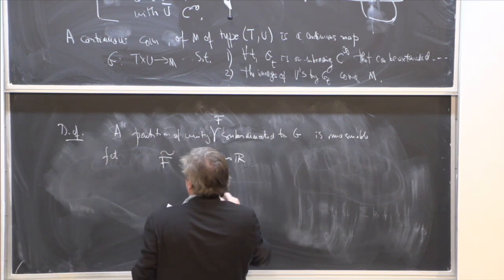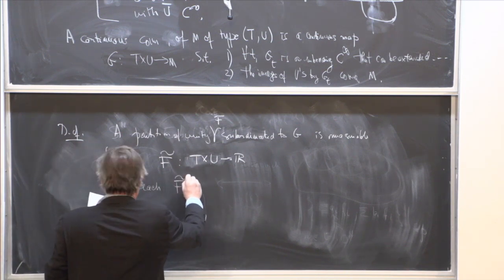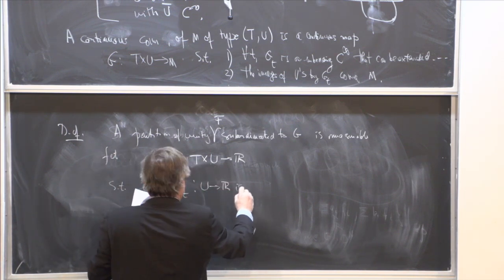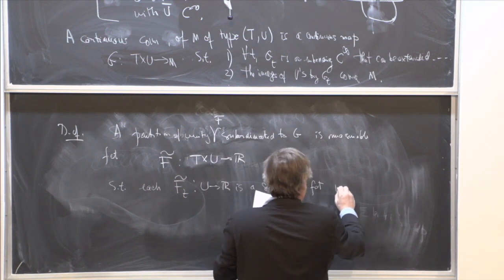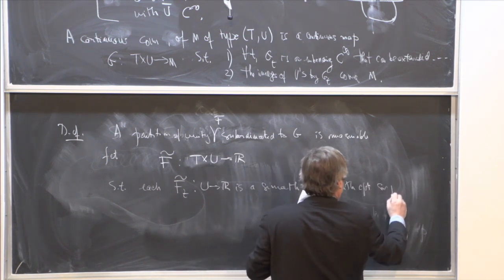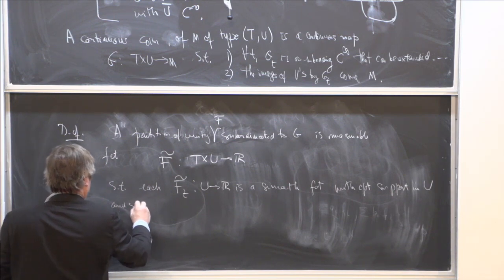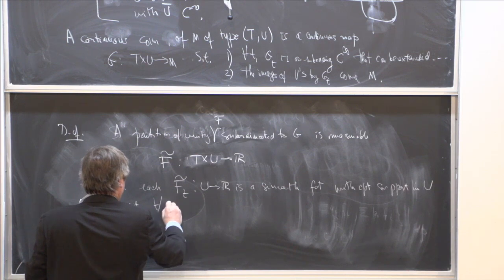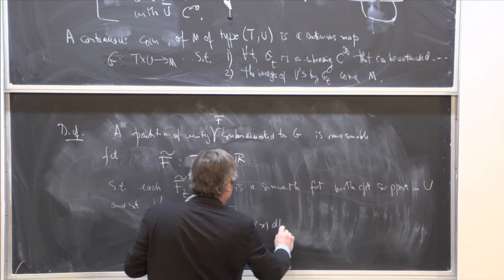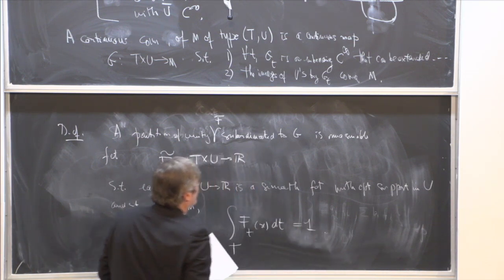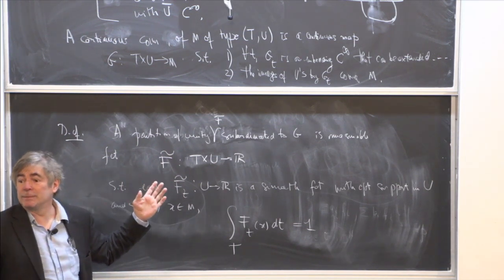So such that each F_T tilde from U to R is a smooth function with compact support in U. Okay, and such that for all x in M, the integral of F_T of x, dT over T, is equal to 1. Okay, so this is the natural generalization of a partition of unity in the continuous case. Okay, is it okay?